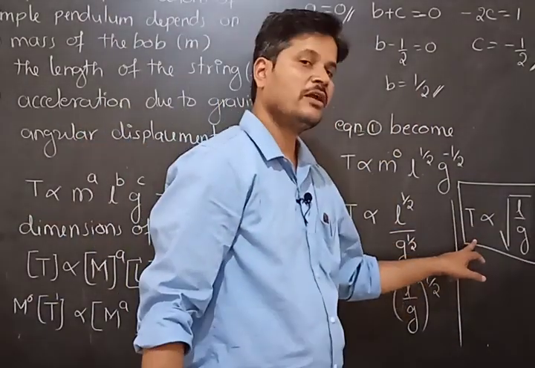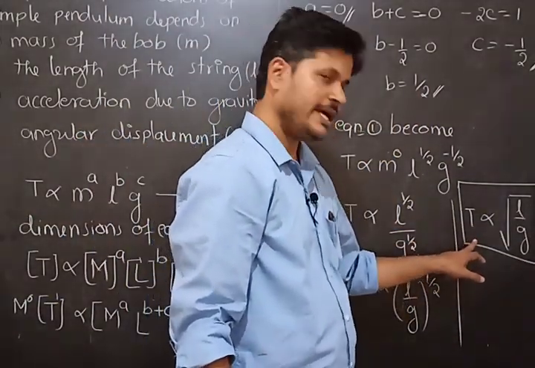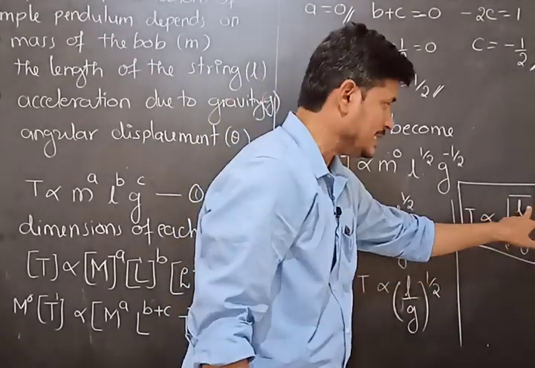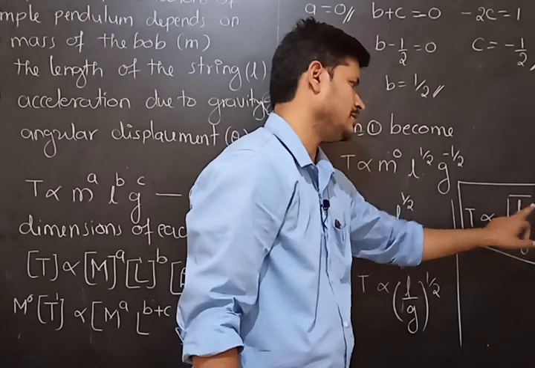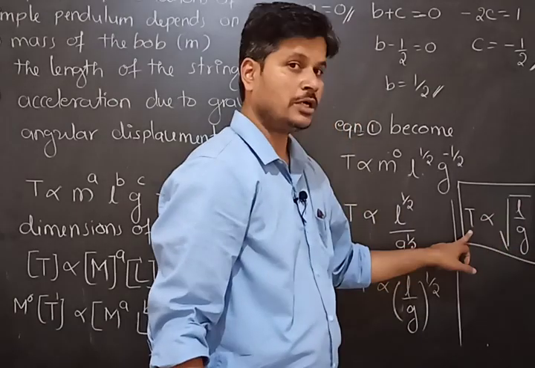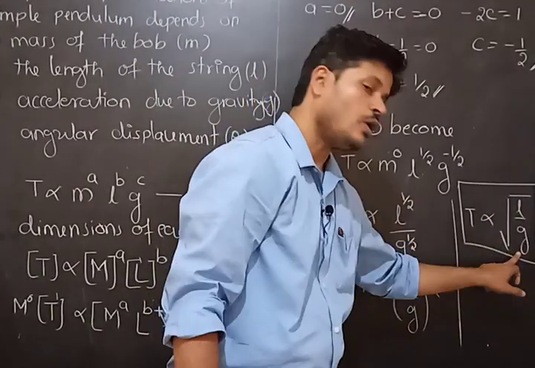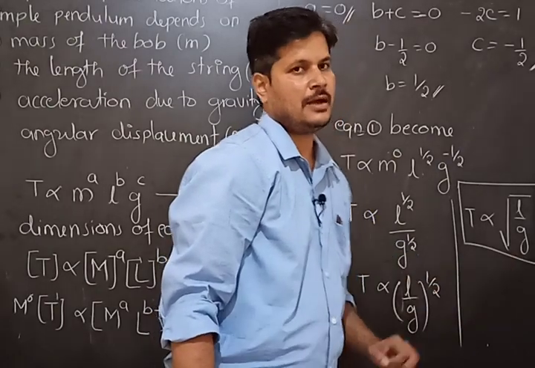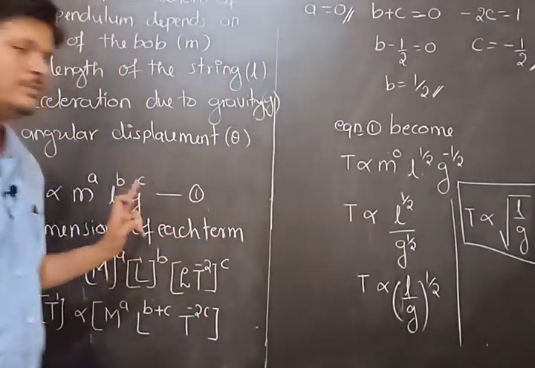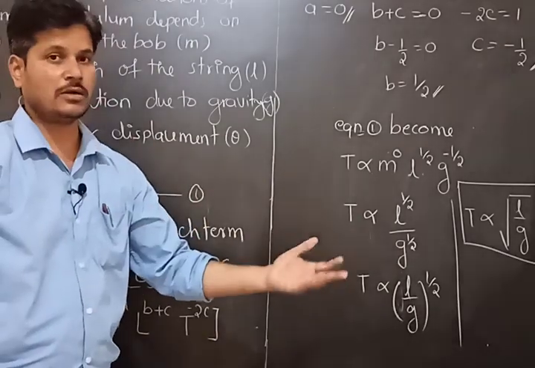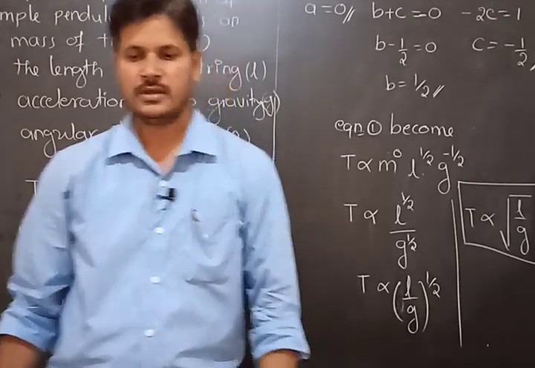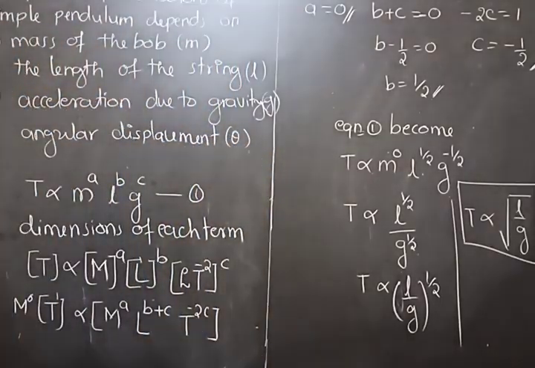That means the time period of the simple pendulum depends on the square root of the length of the pendulum, directly proportional, and inversely proportional to the square root of the acceleration due to gravity. Right? The mass of the pendulum does not affect the time period of the pendulum. Okay? Another example.